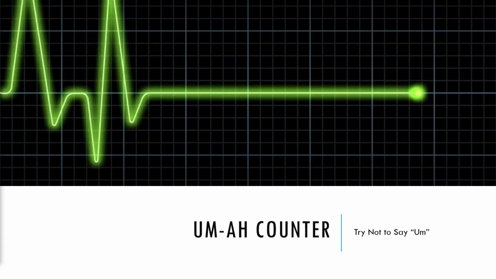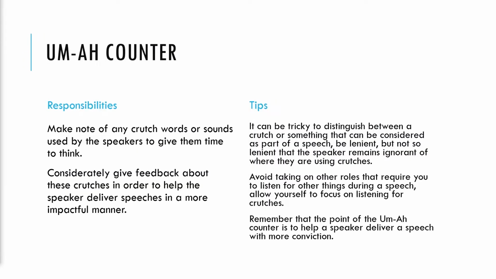Ah counter. Just try not to say "um." The Ah counter is responsible for making note of any crutch words or sounds used by the speaker to give them time to think. Considerately give feedback about these crutches in order to help the speaker deliver speeches in a more impactful manner. As the Ah counter, you should take into consideration that it can be tricky to distinguish between a crutch or something that can be considered as part of a speech. Be lenient, but not so lenient that the speaker remains ignorant of where they are using crutches.